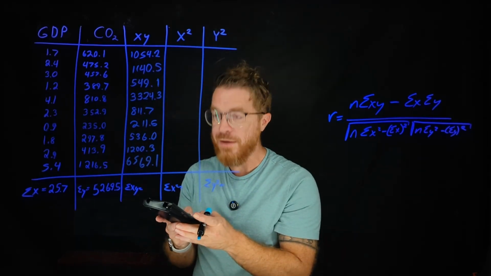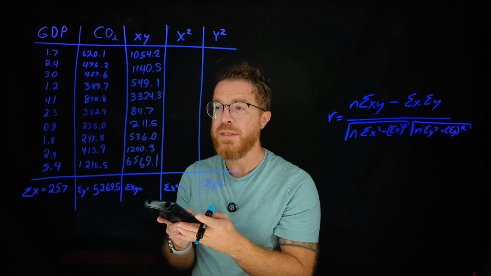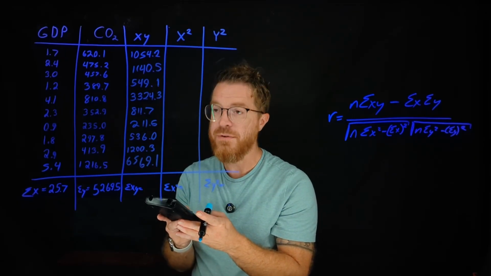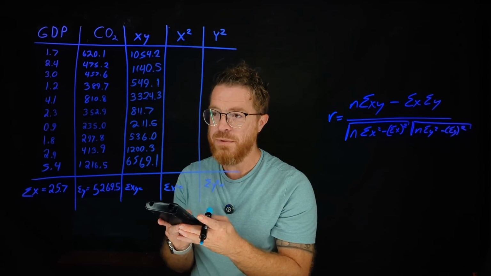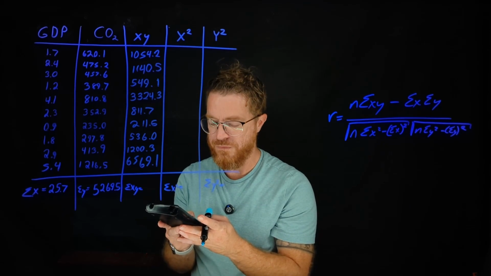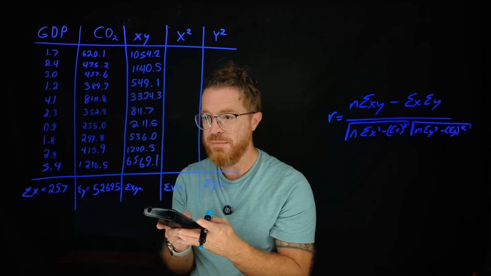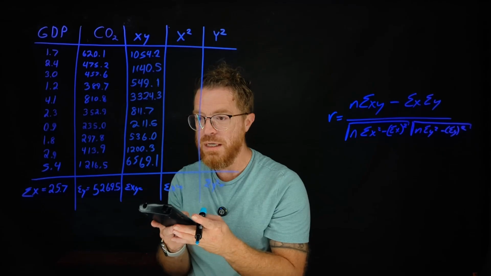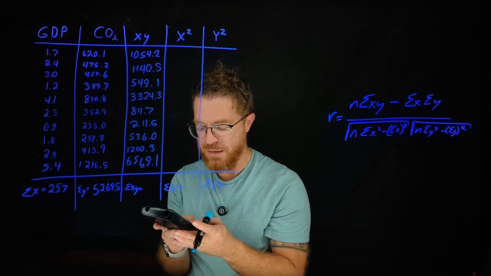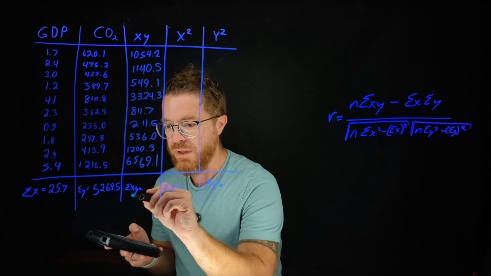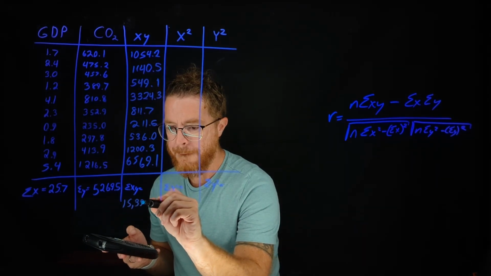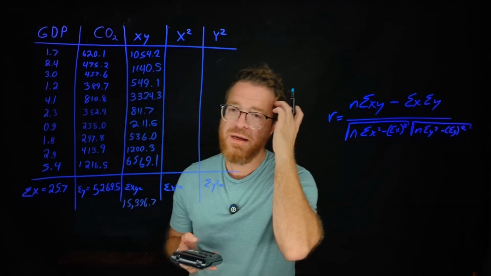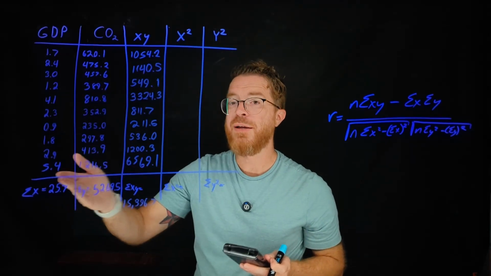So we have 1,054.2 plus 1,140.5 plus 549.1 plus 3,324.3 plus 811.7 plus 211.5 plus 536 plus 1,200.3 plus 6,569.1. This gives me a total of 15,396.7. Now we're going to take our x values and we're going to square them.